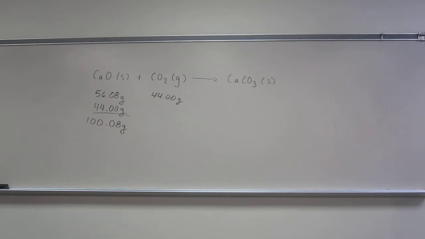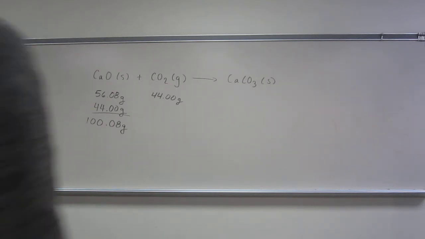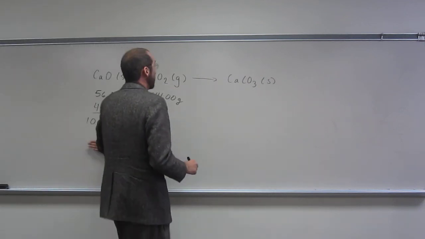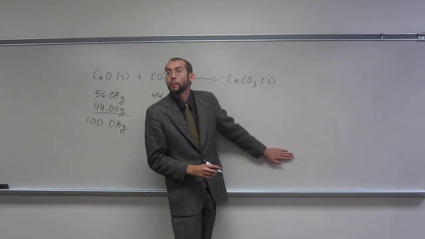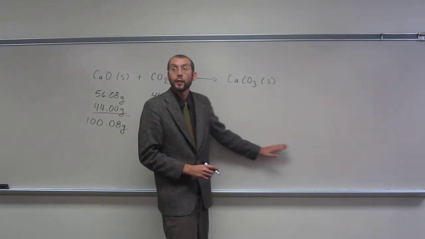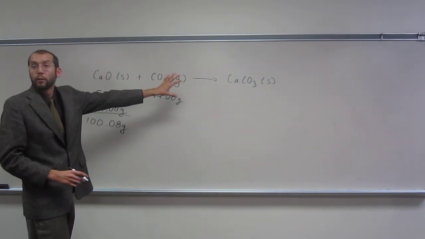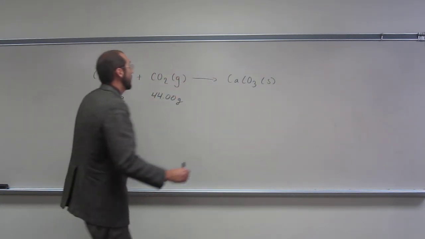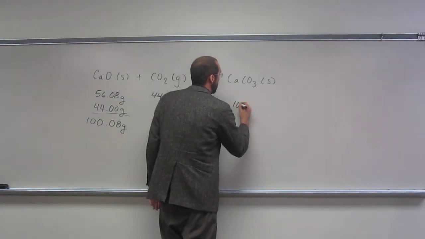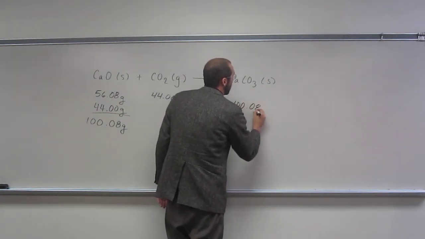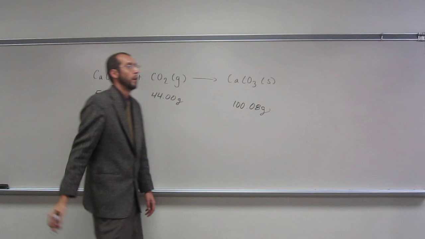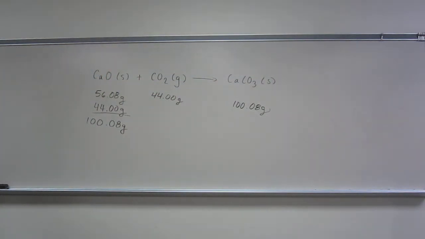Because the law of conservation of mass tells us that mass cannot be created or destroyed. So the number over here should be the same as the number over here, right? Because we can't destroy or create atoms. Okay, so what would be the total mass over here? 100.08. Okay. And I guess that's all we can do on this one because there's not two products.